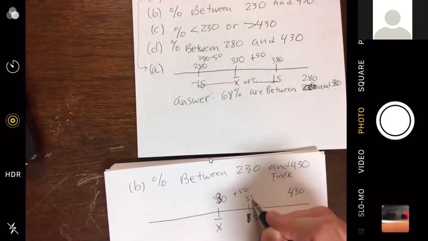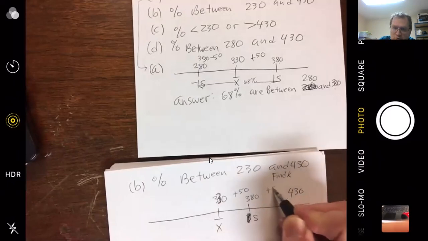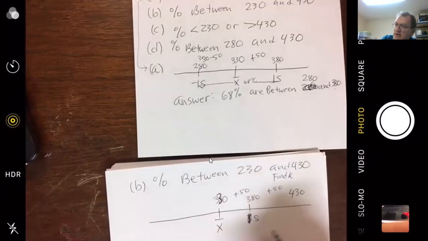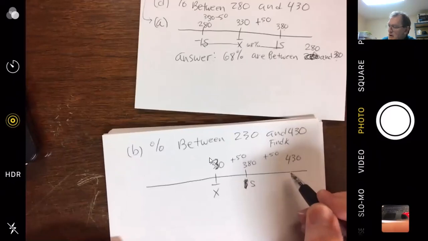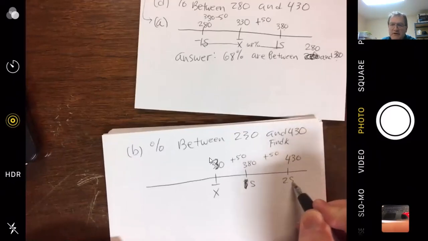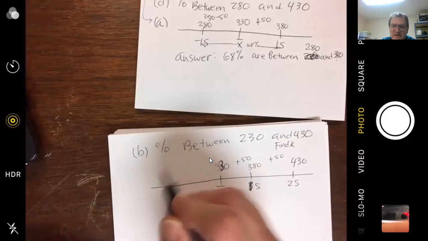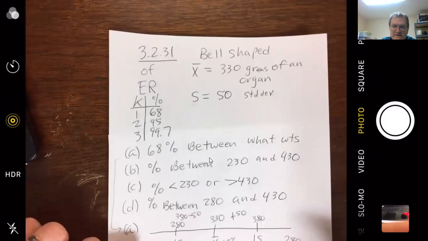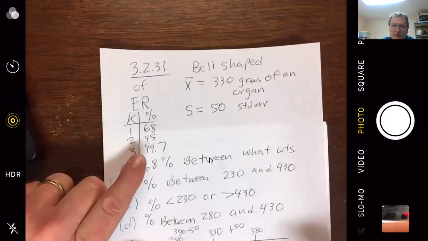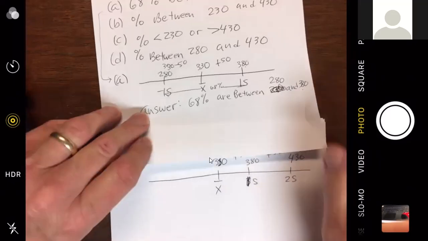430. Yes, please. Well, I can bring the table down. So at 430, you're at two standard deviations. Okay. So from the table, two standard deviations, you're at 95%. So that's the answer. The percent between 230 and 430 would be 95%.